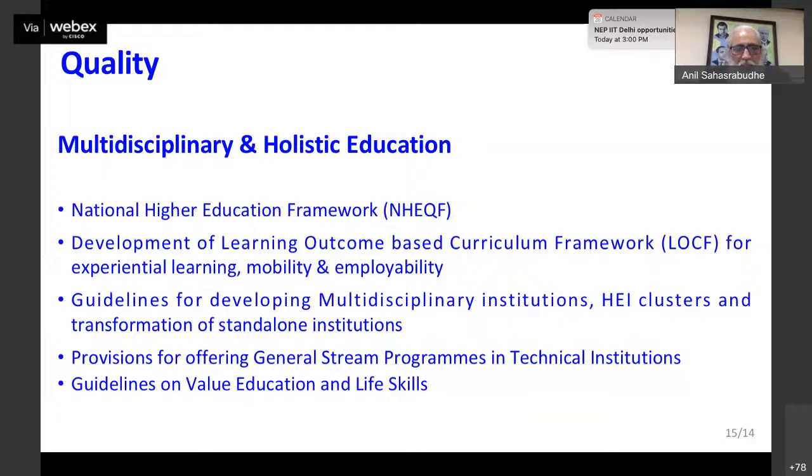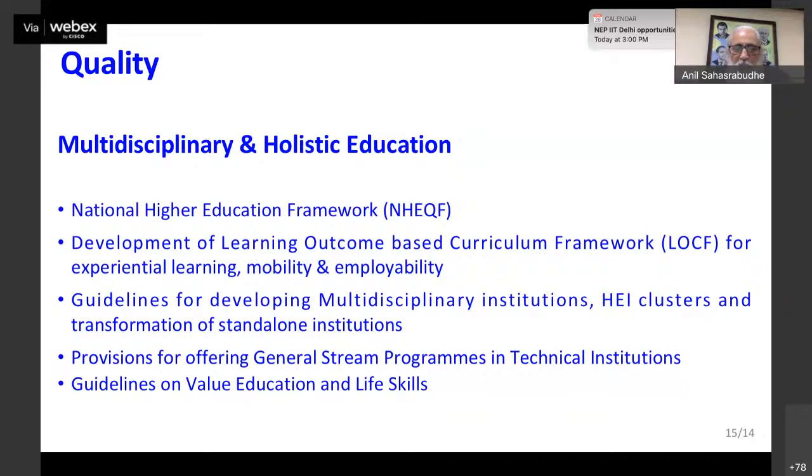How do we empower them? That framework will be in place in maybe 5-6 months' time and will be released. All the institutions can adopt it. Development of learning outcome-based curriculum. See, framework of the curriculum is based on outcomes to be achieved.